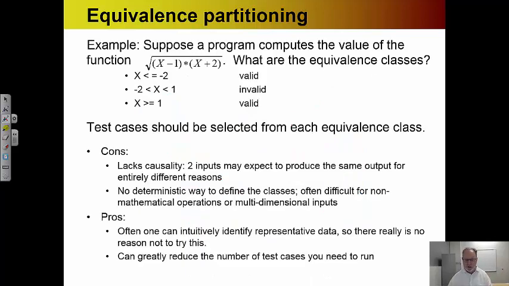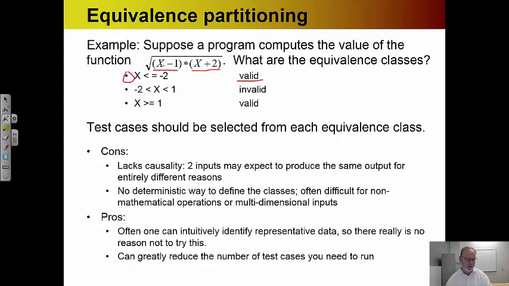Okay, so let's go to a simple mathematical example. Suppose we have a program, a function, that computes the value of the square root of (x minus 1) times (x plus 2). What are the equivalence classes here? Well, first one, x less than or equal to minus 2, gives us some kind of valid response. Why? Well, if x is, let's say, minus 3, then minus 3 minus 1 is minus 4, and minus 3 plus 2 is minus 1.